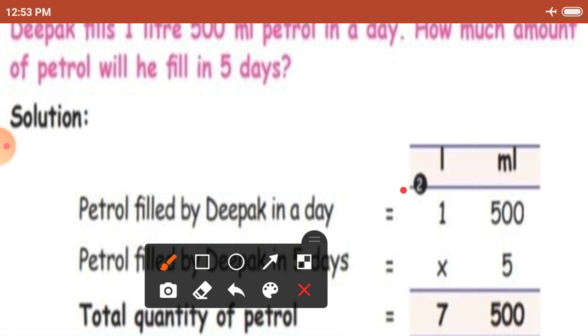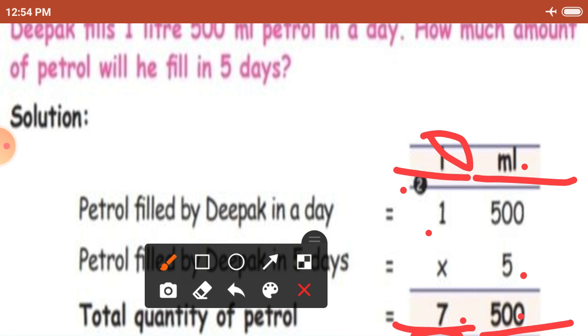Next see, this same 5 will be multiplied with this 1. So 5 1s are 5. After that this carry will be added. So 5 plus 2, we will get the answer here as 7 in liters place. So total quantity of petrol is 7 liters and 500 milliliter. Because 7 is in liters place and 500 is in milliliters place.